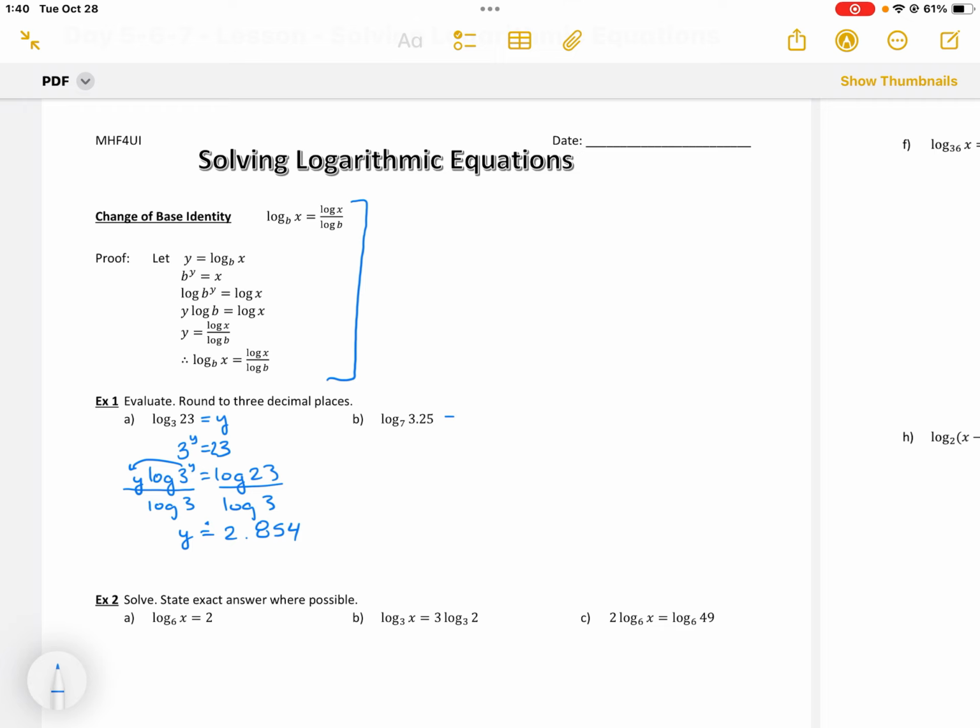In the second one, similarly, we would set it equal to y, change it into exponential form. Then we would take the log of both sides, which lets us bring the exponent down. Next, we're going to divide both sides by log 7. And our final answer tells us that that logarithm is equal to approximately 0.606, which we'd find using a calculator.